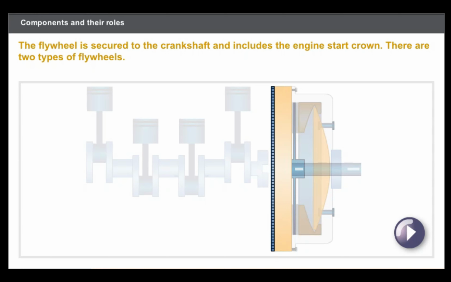The flywheel is secured to the crankshaft and includes the engine start crown. The flywheel provides a friction surface for one side of the clutch plate. The clutch mechanism is screwed into the flywheel.